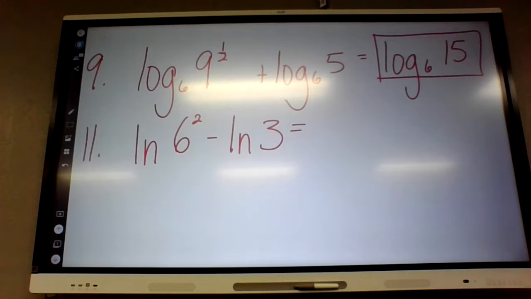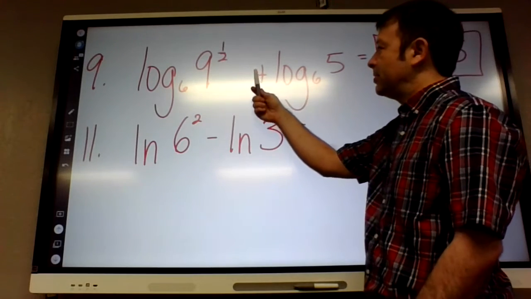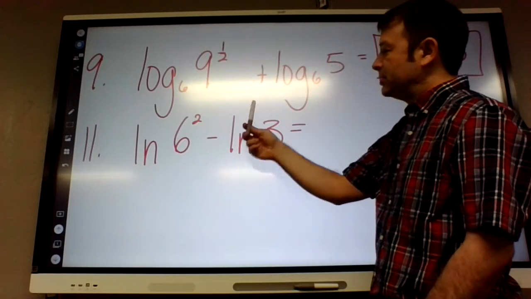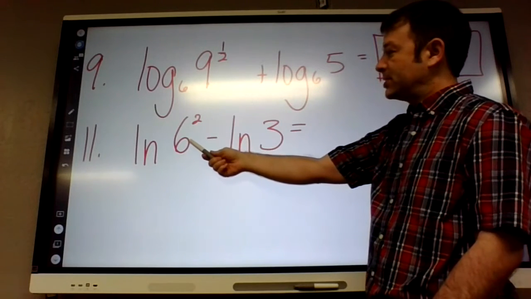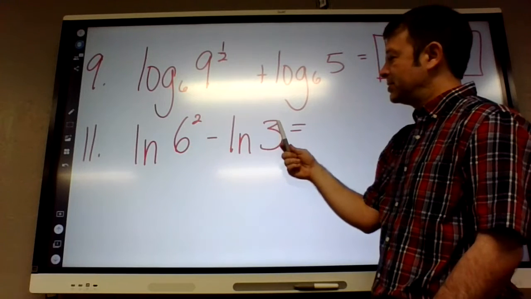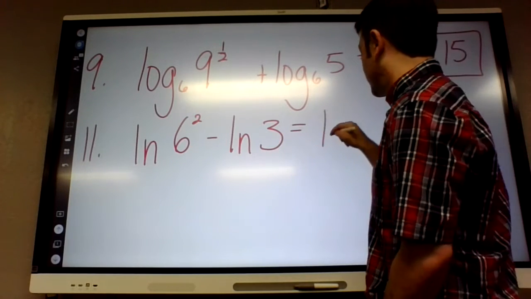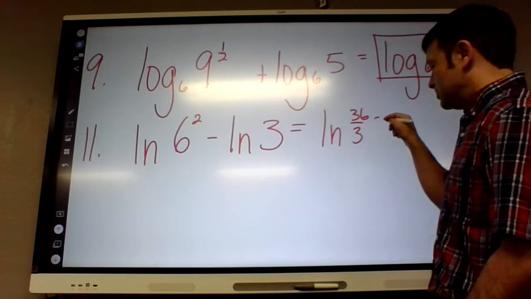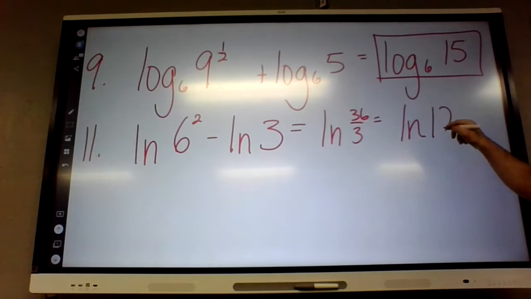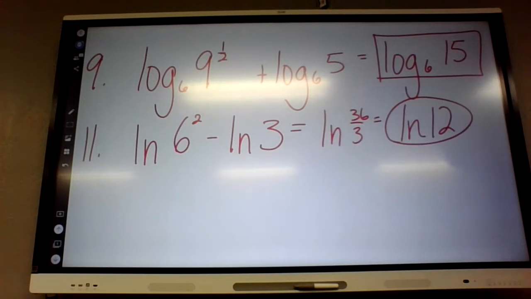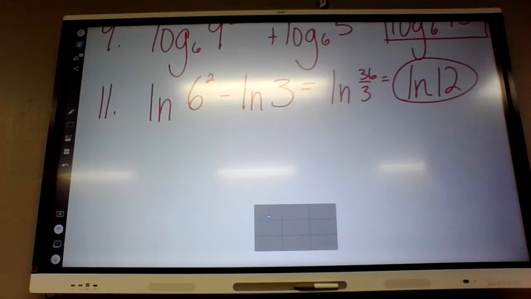Now we haven't done a minus yet. What do we do with the numbers in there when we're subtracting? Divide. So on 9, we were adding the log, so we multiplied the numbers. So if you subtract, you divide the numbers. So what is 6 squared actually? 36 divided by 3, here I'll just write it all out, equals natural log of 12. If the fraction didn't reduce, you just leave it as a fraction.